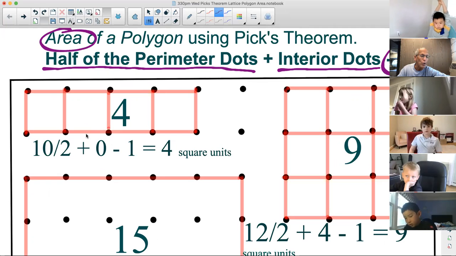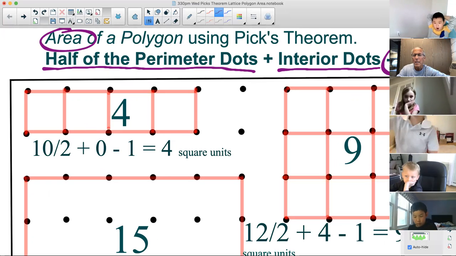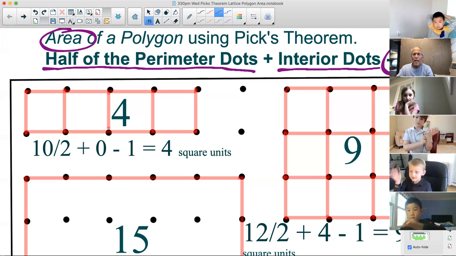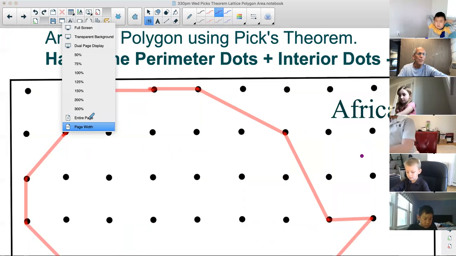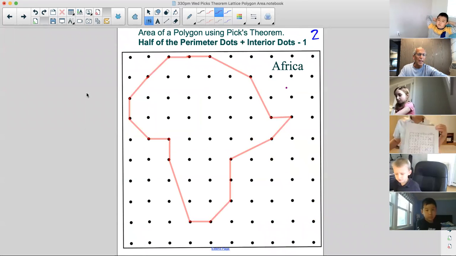Now, are you ready to take a walk with me into a different continent? Who wants to travel to Africa? I'm going to ask you guys to go to page 2 in your packet. Go to page 2 in your packet.